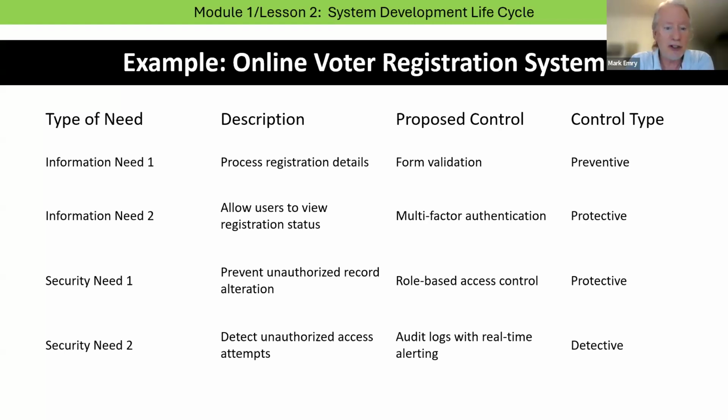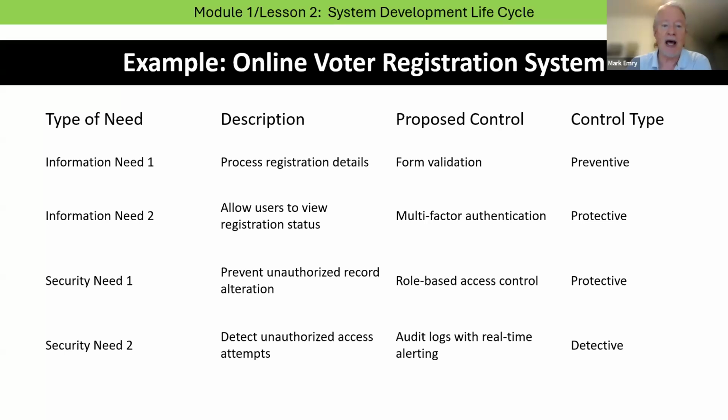And two, we have two security needs. The system must be addressed to be trustworthy. Okay? We also tried to think about what kinds of controls we might need and whether it's protective or detective. So as we look at these, we have an information need to accept and process registration details. So name, address, eligibility info. So the control for this would be form validation to ensure required fields are filled and data types are correct. So this would be a protective type of control.